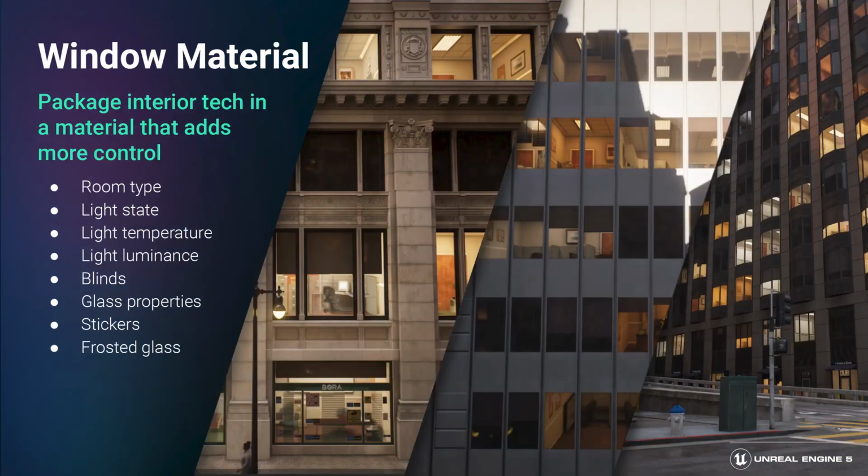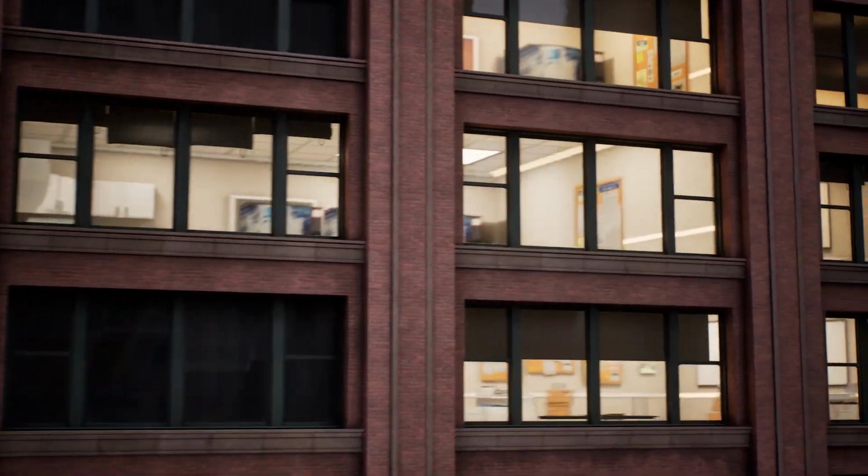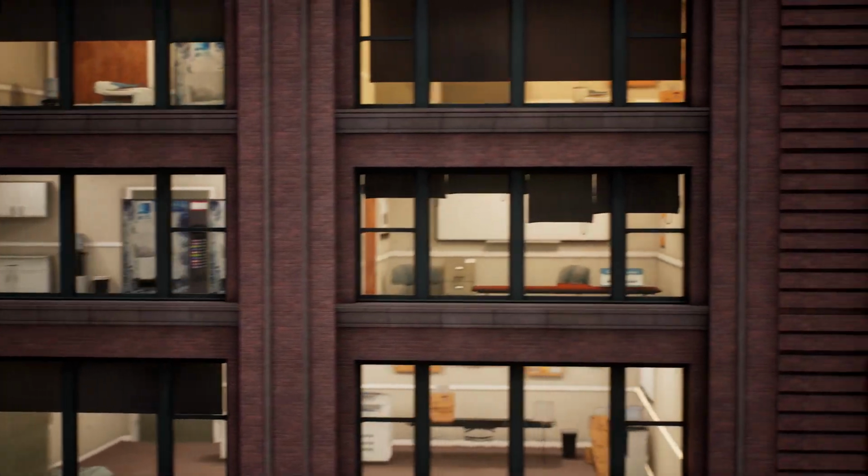Once we have our interior technology squared away, we can move on to a window material that encompasses it and adds more variation. We can control things like room type, light state, temperature, blinds, glass properties, etc.